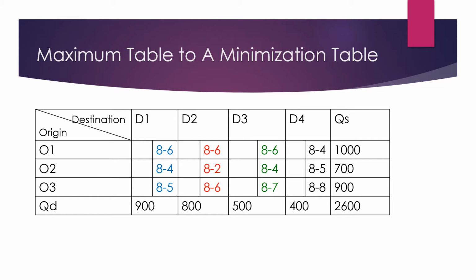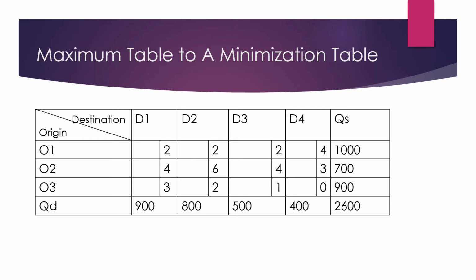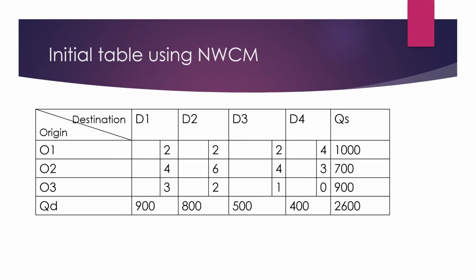Now from here, we are going to convert this into a minimization table. Now you can see this is our minimization table. We have converted the maximization table into a minimization one. Now the same procedure we should apply. Here you can see when we deduct the highest profit from the highest profit, the answer comes as 0. Now the normal process is applied.